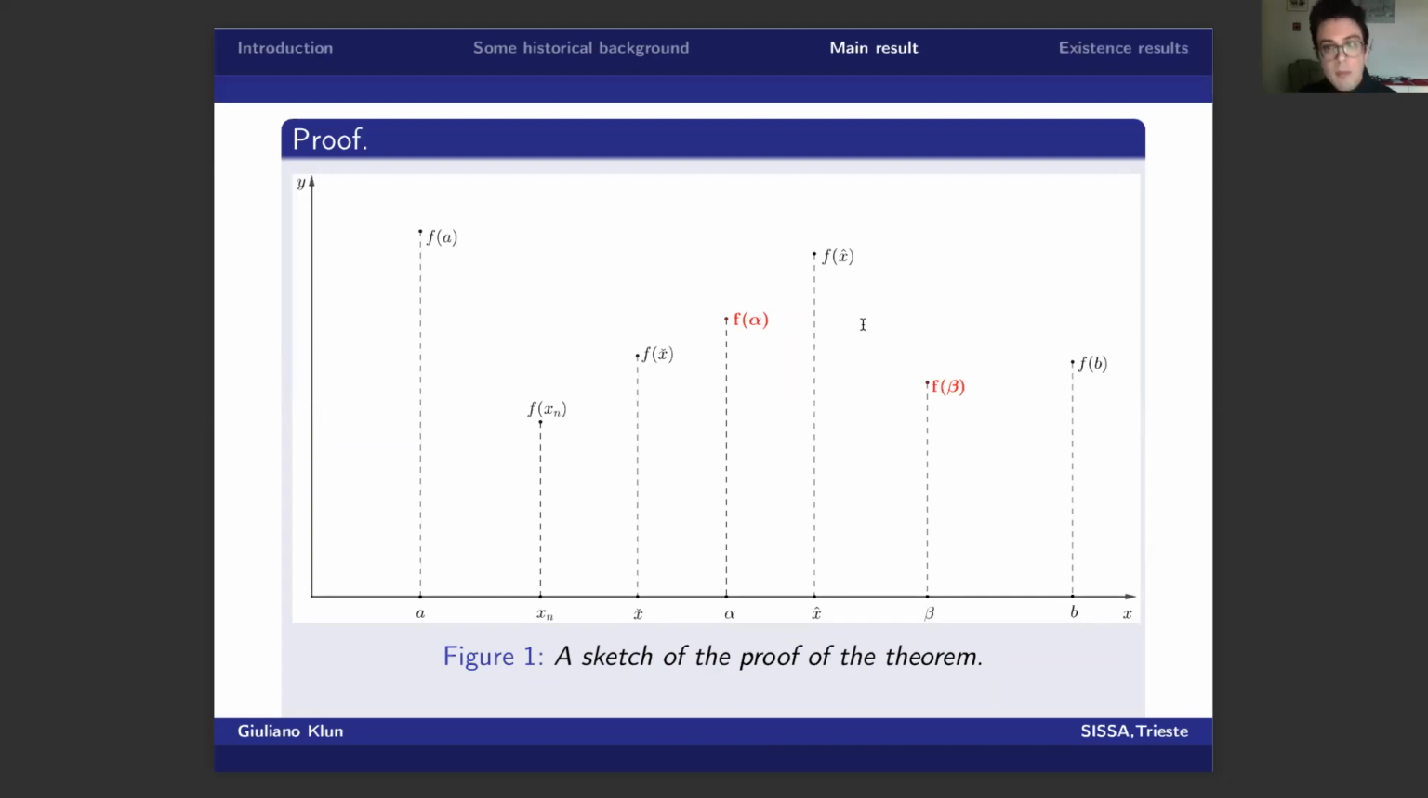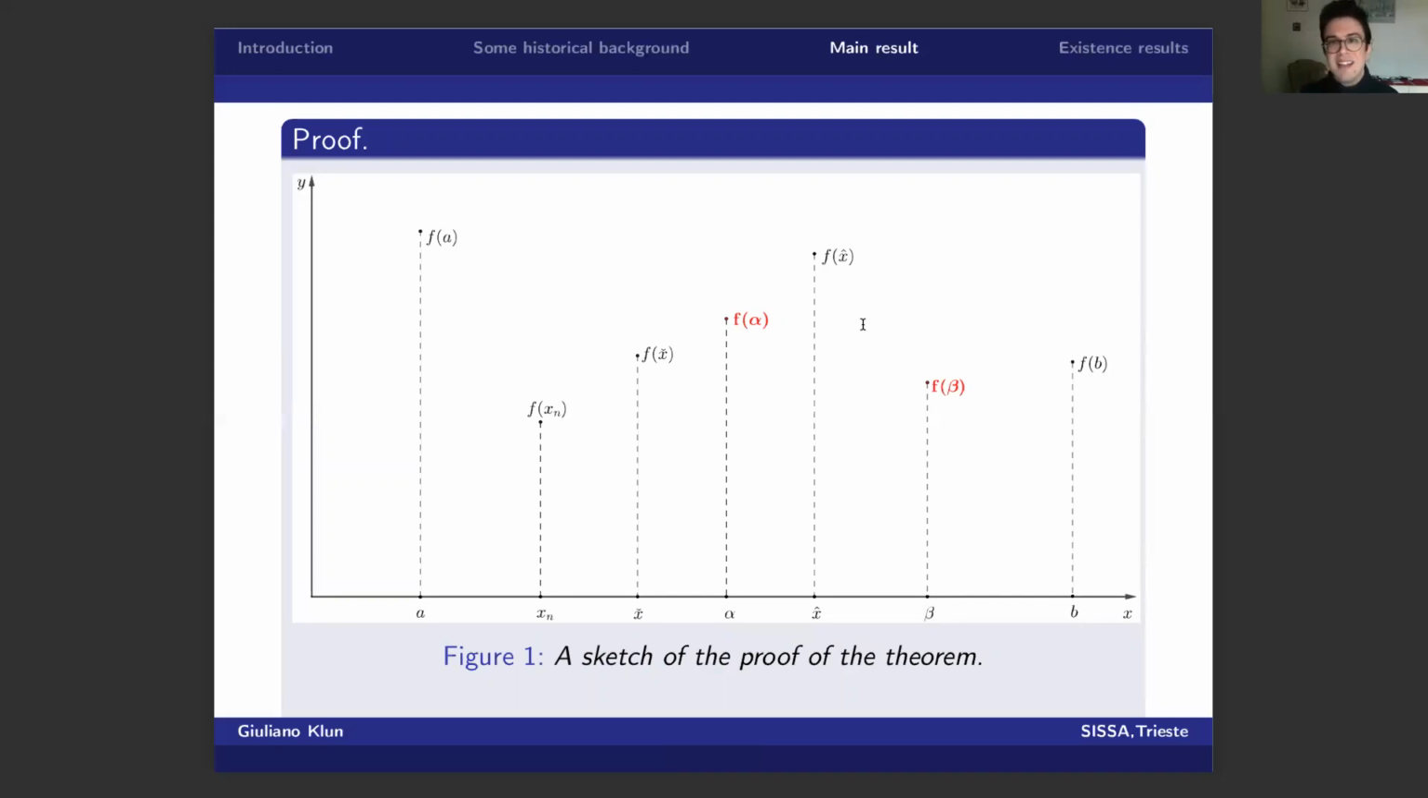And f(x hat) is the maximum of f over the interval [x_n, beta]. But here, the maximum cannot be extremal. The maximum has to be internal because x hat cannot coincide with x_n, because f(alpha) is greater than f(x_n) and f(x check) is greater or equal than f(alpha). And the same reasoning holds for beta, because f(x check) is greater or equal than f(alpha), that is greater than f(beta). So the maximum has to be internal.